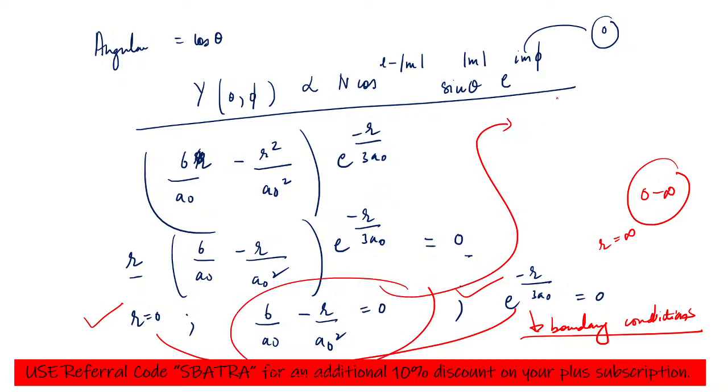So 6 by a naught is equal to r by a naught square. The a naught and a naught will cancel out and you are left with r is equal to 6 a naught. This is the value of your node. Is it clear to all of you?